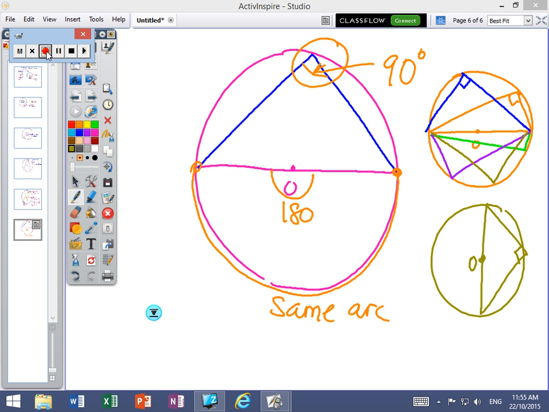Copy. Okay, so what we've done is we've just added some other triangles. The key is that the base of the triangle must always be the diameter, and then the angle at the circumference is always 90 degrees. I'll give you a chance to copy that.